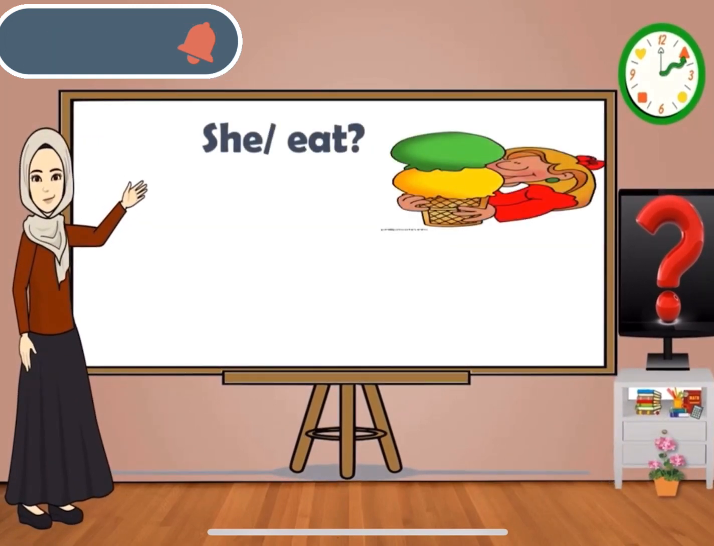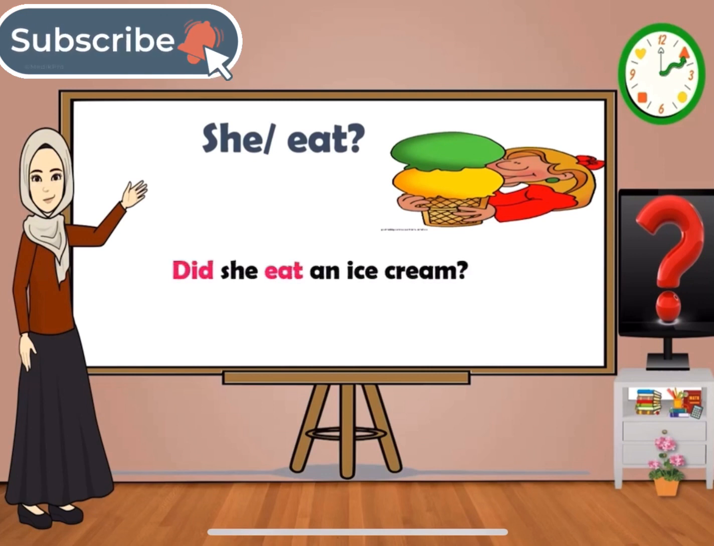Now, let's use this picture to form yes-no question. Let's think. Yes. Excellent. Our question will be, did she eat an ice cream? And the answer? Yes, she did.